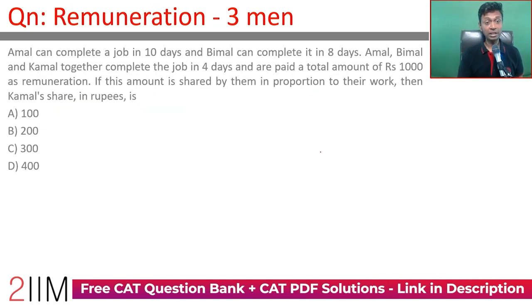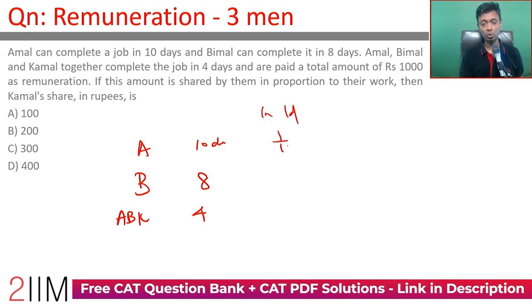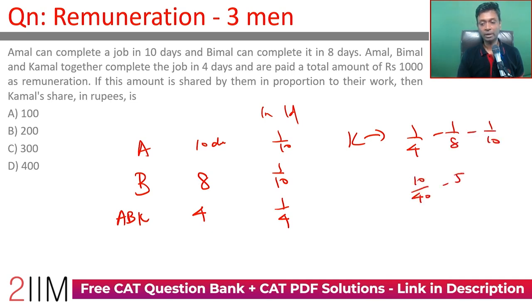Done. Amal can complete a job in 10 days. Bimal can complete it in 8 days. Amal, Bimal and Kamal complete the job in 4 days. In 1 day, Amal can do 1 by 10, Bimal can do 1 by 8. Totally, they can do 1 by 4. Or Kamal, right, in 1 day can do 1 by 4 minus 1 by 8 minus 1 by 10. Or 10 by 40 minus 5 by 40 minus 4 by 40. LCM is 40, which is 1 by 40. Fine. So Kamal will take 40 days to finish the task.